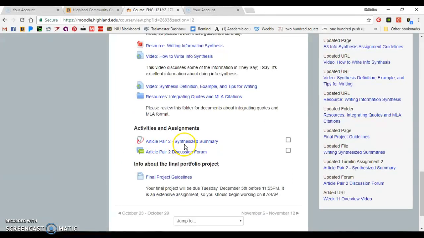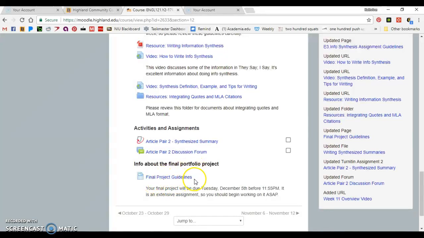So just like last week, you've got your article pairs, article pair 2 this time, not article pair 1. This one's the one about poverty. You also have your discussion forum, same as last week. You'll have to choose some critical analysis questions, post your favorite one, and then reply to others' critical analysis questions. Don't forget that your reply posts should be much more in-depth than your initial post for these ones.